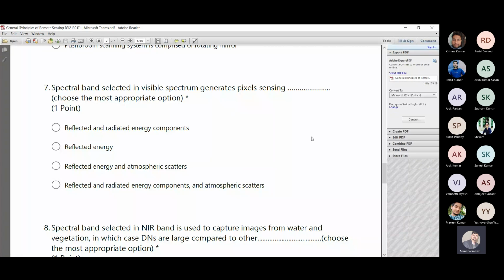So the information which we extract from the given problem: this problem talks about energy-based analysis at the sensor, not at the GRC. The second one, the spectral band is in the visible spectrum, so it's less than 3 micrometer. It means from the GRC, the outgoing energy is only constituted by the reflected energy component. Fine. So that reflected energy component goes towards the sensor. At the sensor, the energy components which are sensed are reflected energy as well as atmospheric scatters which are falling in the FOV of the sensing device.